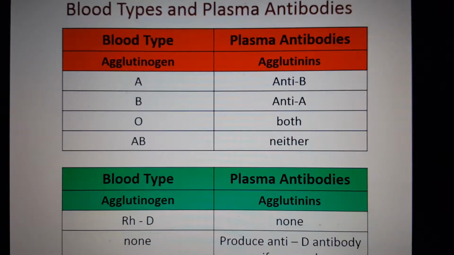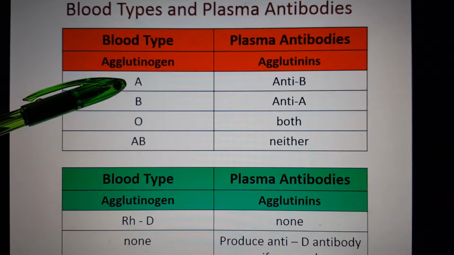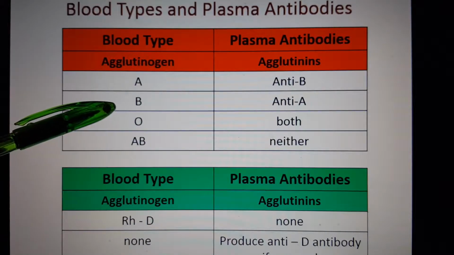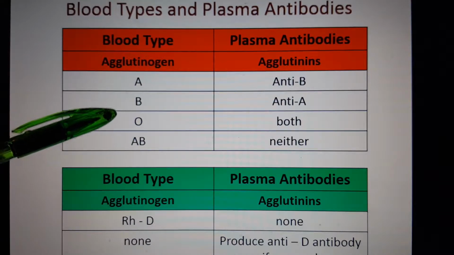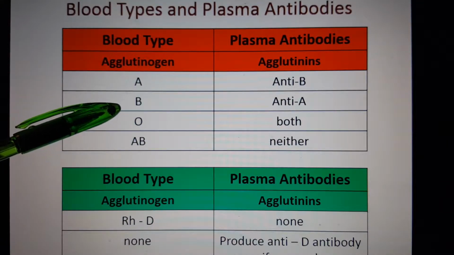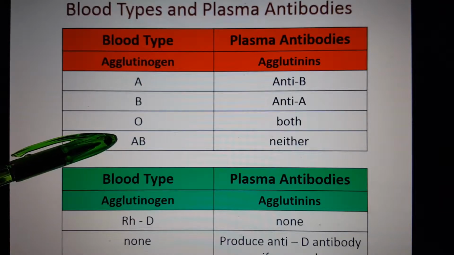One of those types of antigens is called an agglutinogen. Those cell identity markers are specifically for the A, B, O blood types. The type A blood type has the A agglutinogen, type B has the B agglutinogen. The type O blood type has neither agglutinogen, so they do not have the A or B agglutinogen. The AB blood type has both A and B agglutinogen on their red blood cell surfaces.